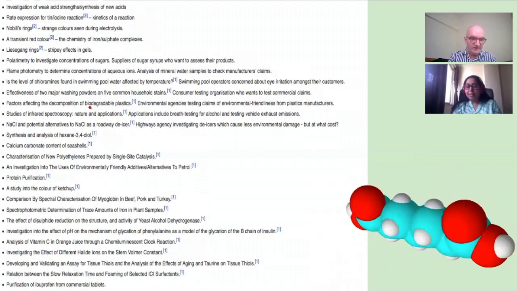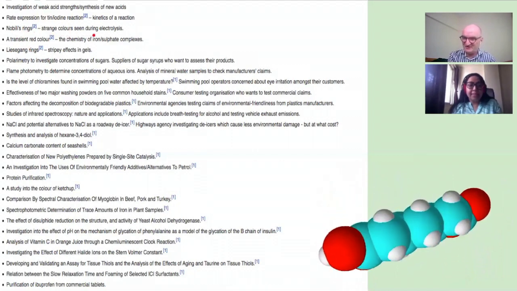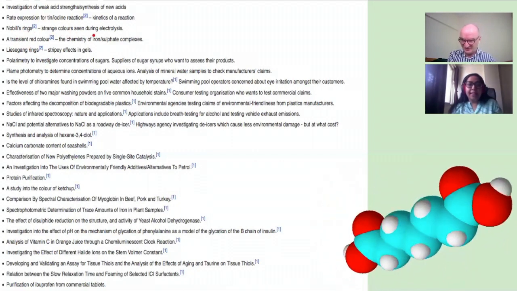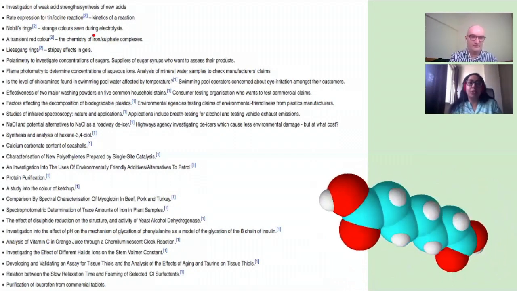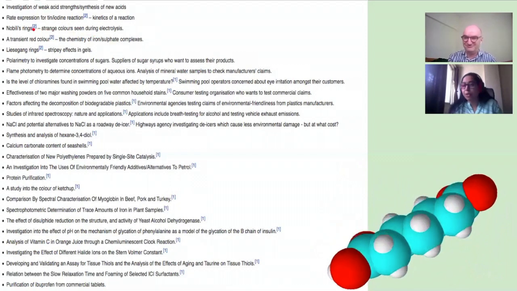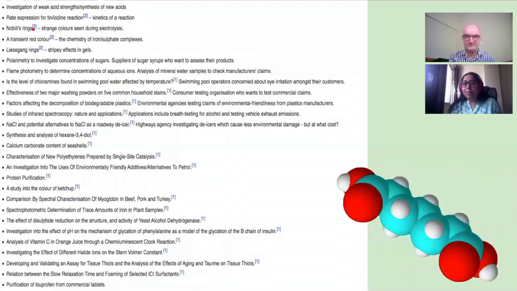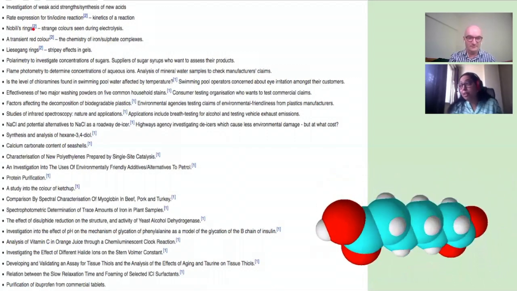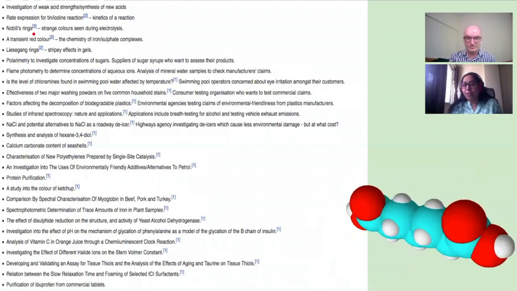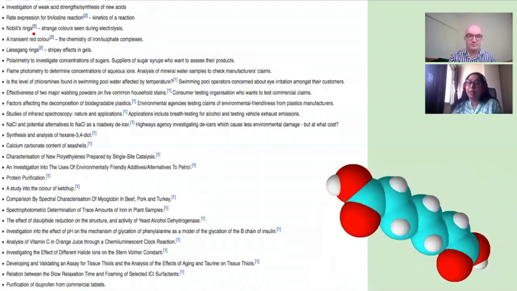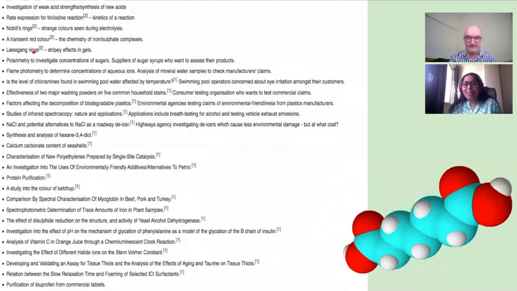Absolutely. The one that stuck, well, the two, there was Nobili's rings, which is strange colours seen during electrolysis. I thought that was potentially rich and could lead to a good exploration. What do you think? Yes, definitely, because nobody would think of those rings which are formed during the process. When you research it, in the very beginning it would be a struggle to find different articles based on the topic. So you have to really research, and we are going to highlight some of the places where you can research.